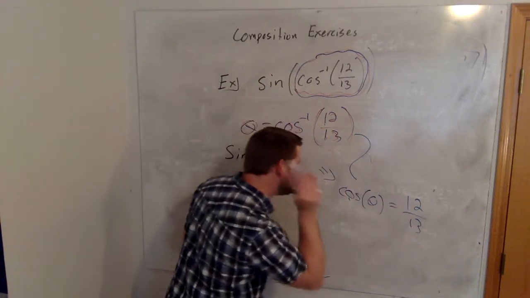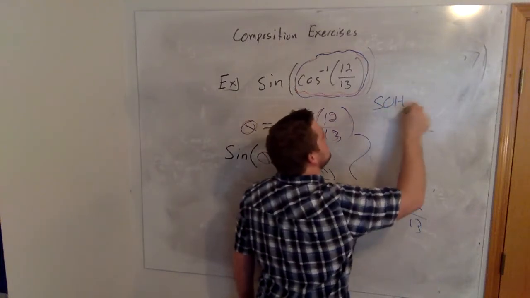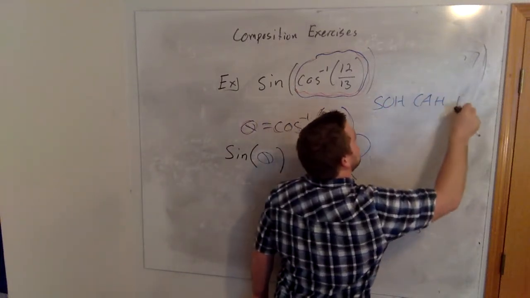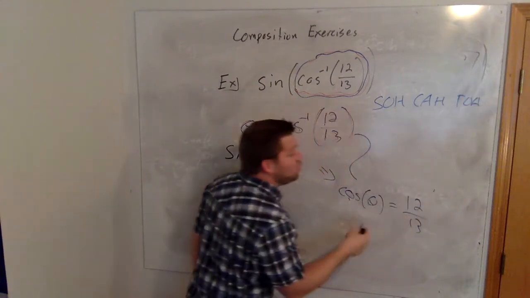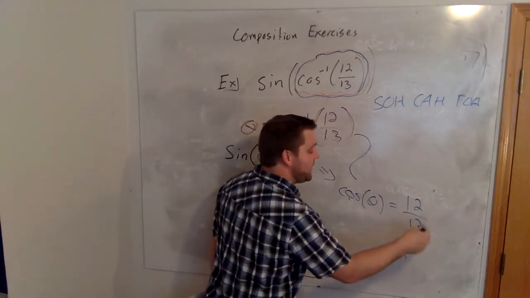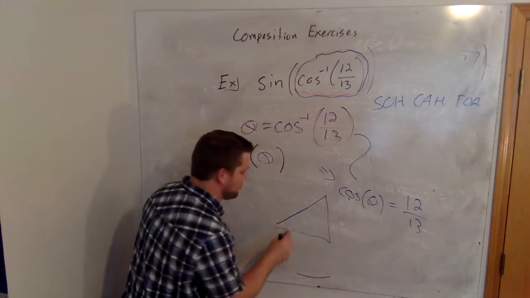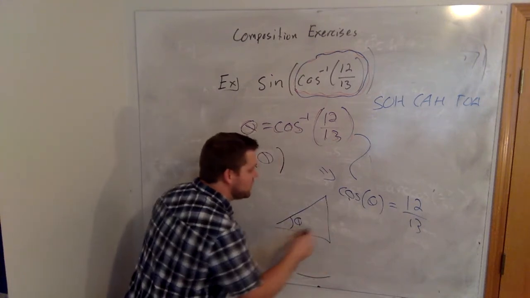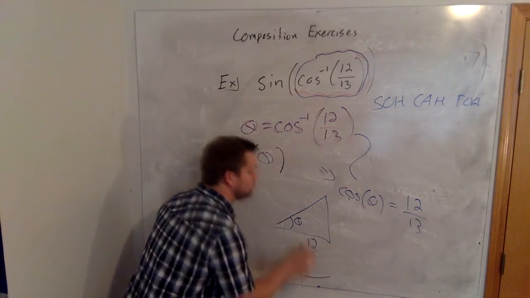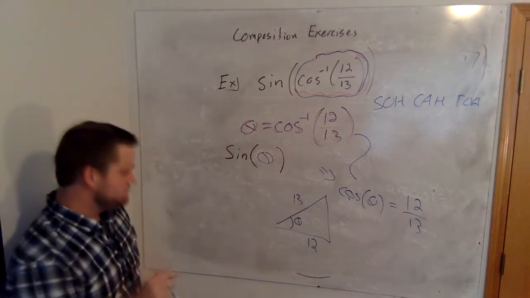It's whispering. It's saying, hey, cosine is adjacent over hypotenuse. We know information about this triangle. Adjacent is 12. Hypotenuse is 13.